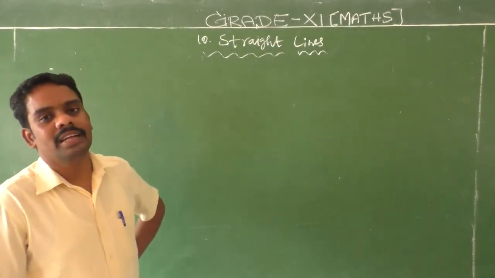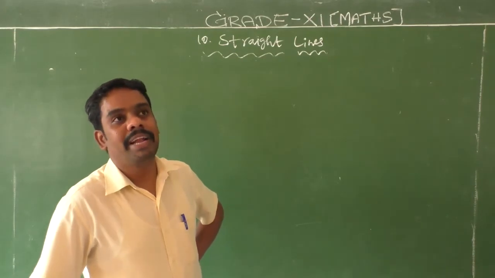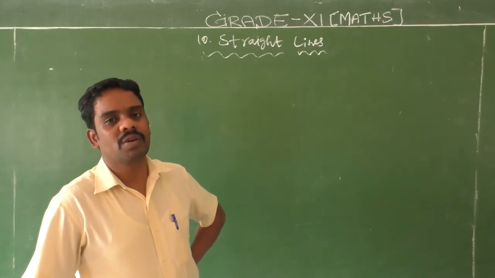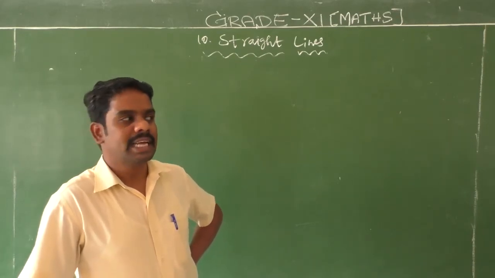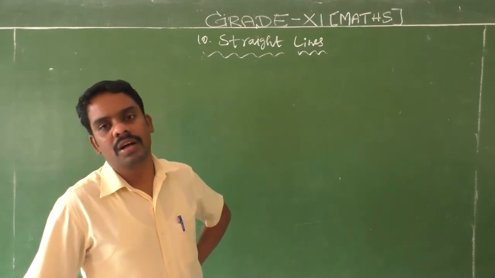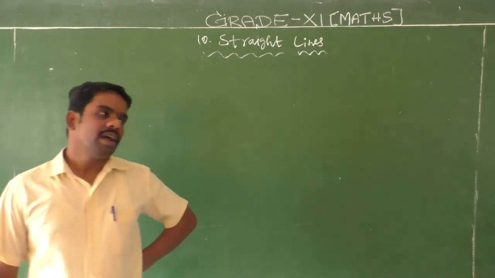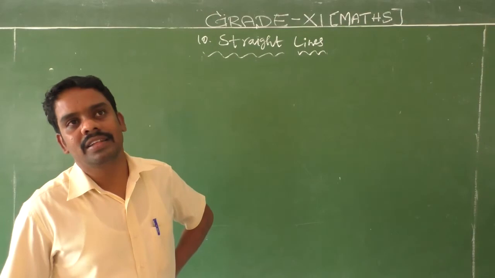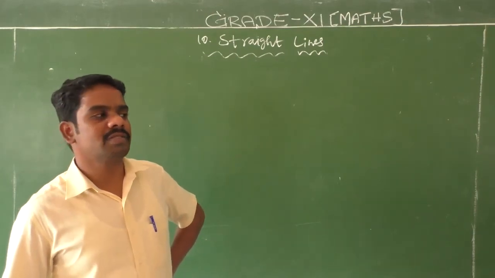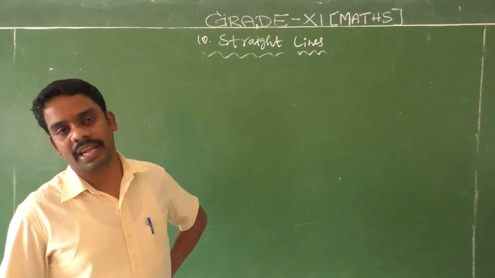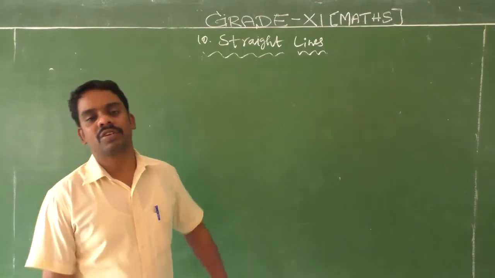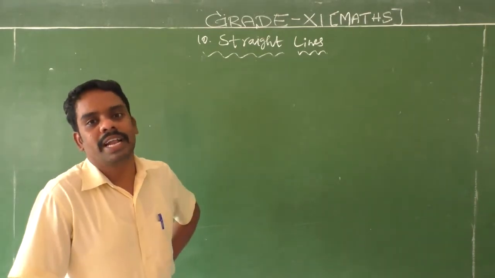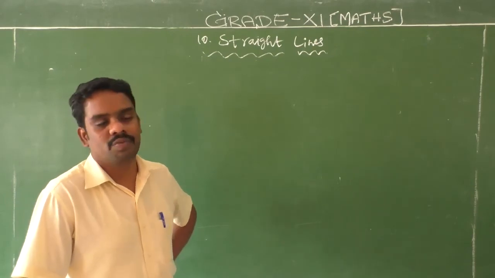If m equal to n, the integral division point is the midpoint of the line. So the midpoint of the line PQ, where P is (x1, y1) and Q is (x2, y2), the midpoint formula is ((x1 plus x2) by 2, (y1 plus y2) by 2). And another one, the area of triangle formula. When the vertices of the triangle are A (x1, y1), B (x2, y2) and C (x3, y3), the area is 1 by 2 of modulus of x1(y2 minus y3) plus x2(y3 minus y1) plus x3(y1 minus y2).